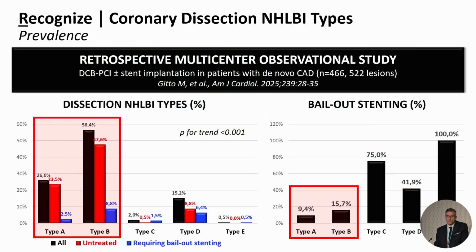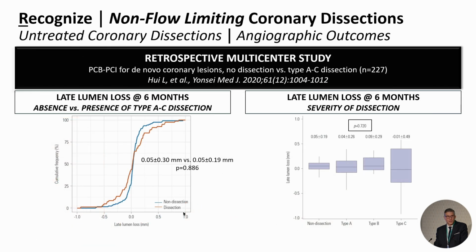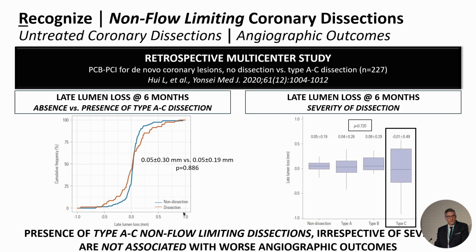When applied to a large cohort of patients undergoing DCB PCI for de novo lesions, and this comes from a group from Antonio Colombo, we see that most of the dissections occurring during DCB PCI are type A and B dissections, and those do not translate to high rates of bailout stenting, suggesting, as said, that these are quite safe coronary dissections to leave, while the others, being less frequent, are associated with higher rates of bailout stenting.